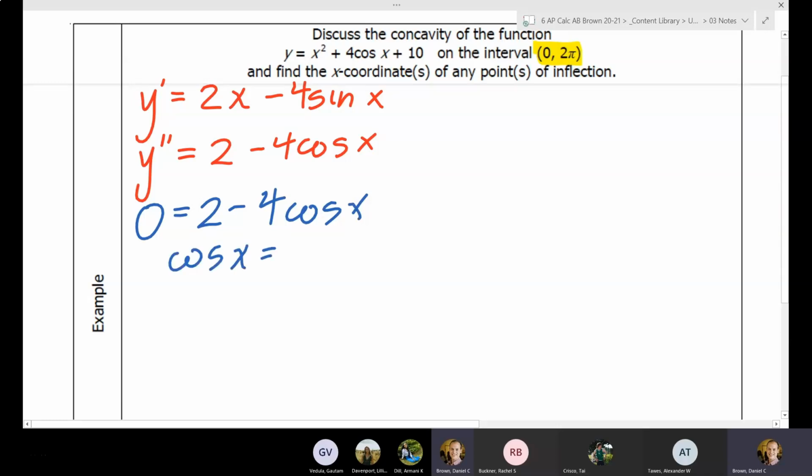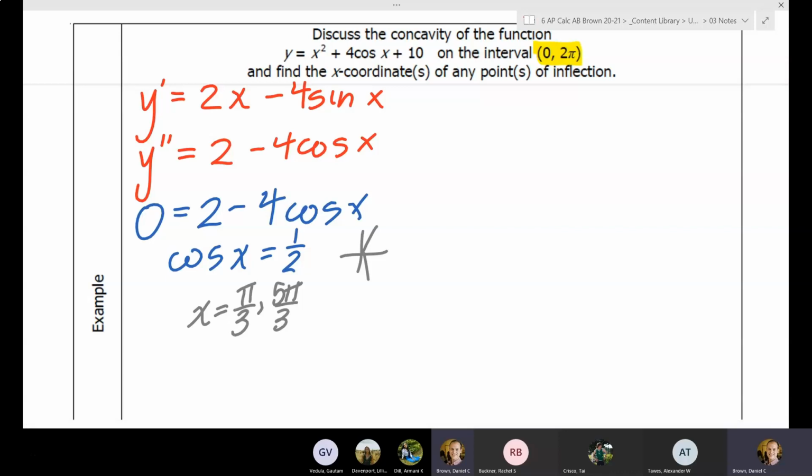Subtracting the 2, then dividing by negative 4, that's going to give you positive 1/2. Thinking about your unit circle, cosine is positive 1/2 at 2 places. One's in the first quadrant, one's in the fourth quadrant. I get pi over 3 and 5 pi over 3. So again, those are not called critical points, because those are only going to be talking about the first derivative. Those are just kind of key values.